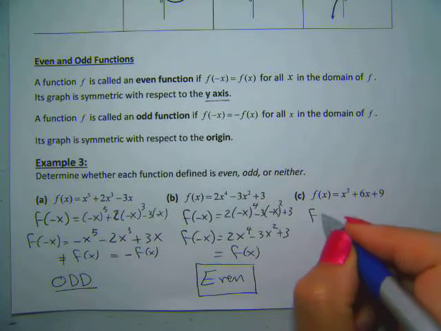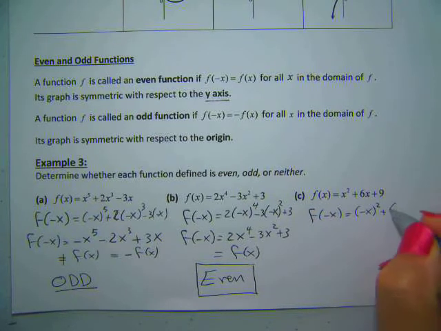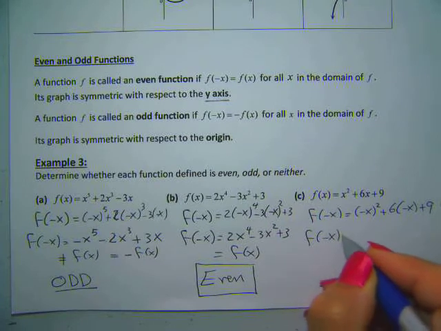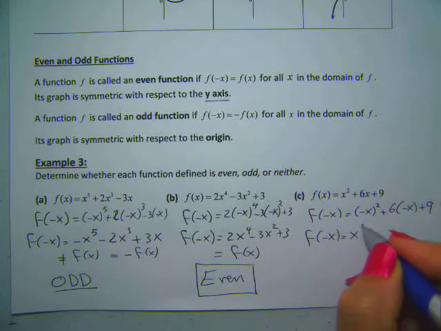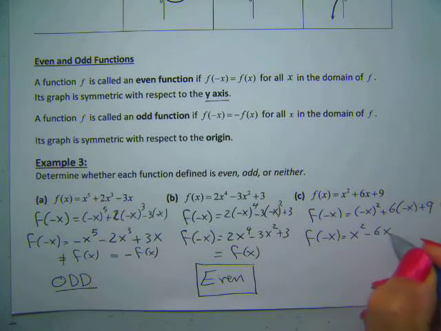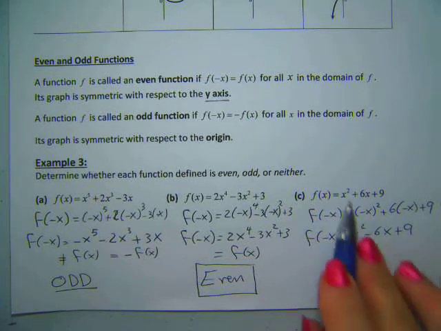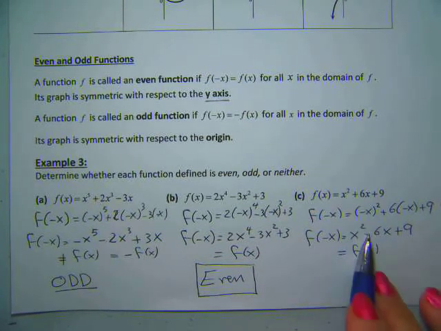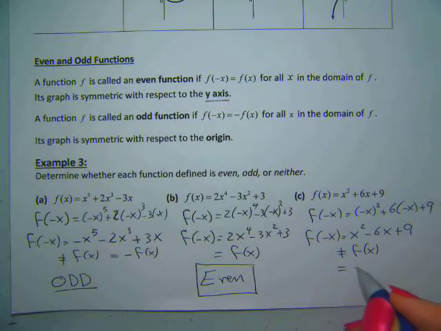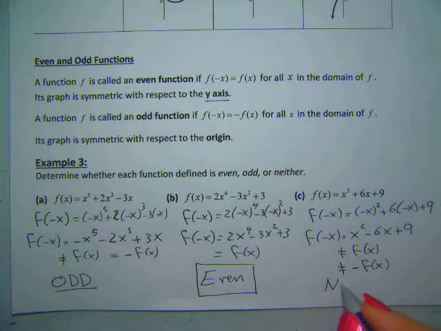The last one, f of negative x is equal to negative x squared plus 6 times negative x plus 9. So this is equal to, this is squared, so this is x squared. 6 times negative x is negative 6x plus 9. Now, is this equal to the original function? You'll see it's not because of that. Is it equal to the complete opposite of the original? No, because this is positive and it's positive. So here's the neither.